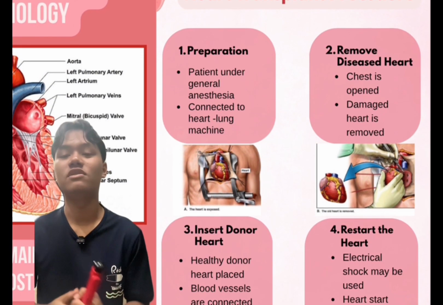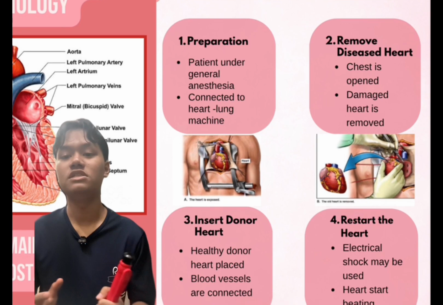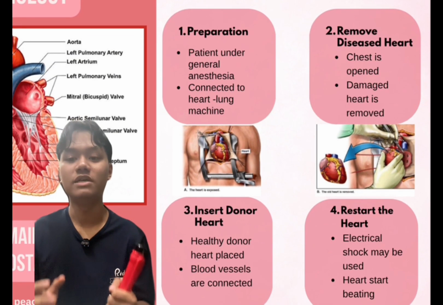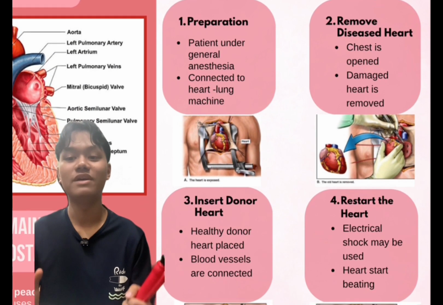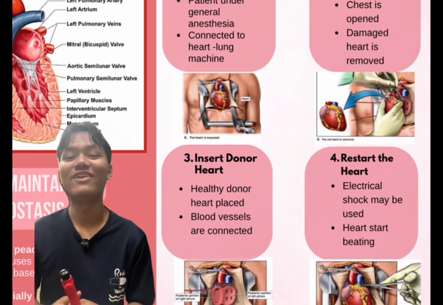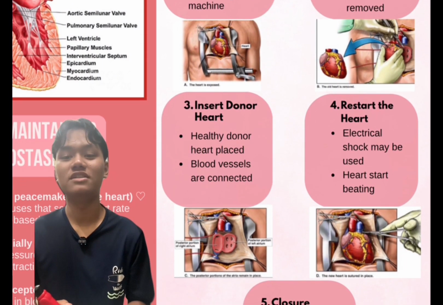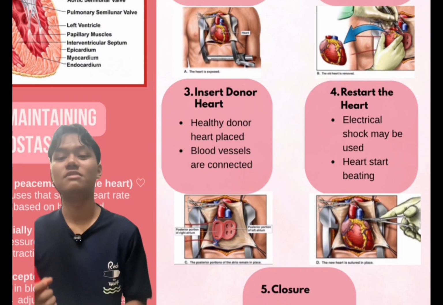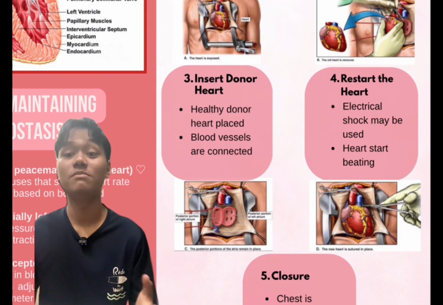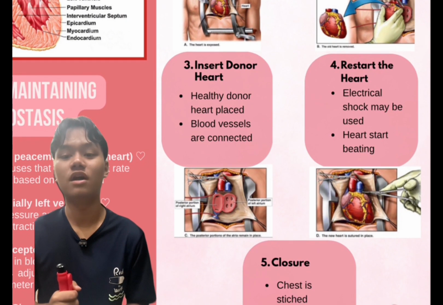The second step is to remove the diseased heart. The surgeon opens the chest carefully to access the heart. The damaged or diseased heart is then removed, leaving parts of the atria to connect with the new heart. The third step is to insert the donor heart. After that, a healthy donor heart is placed into the chest. The surgeon connects the major blood vessels to ensure proper blood flow between the body and the new heart.